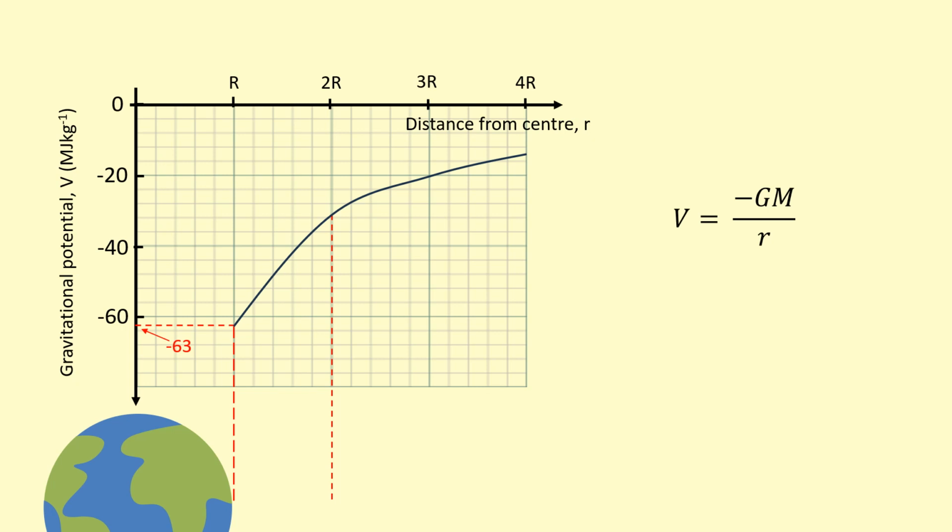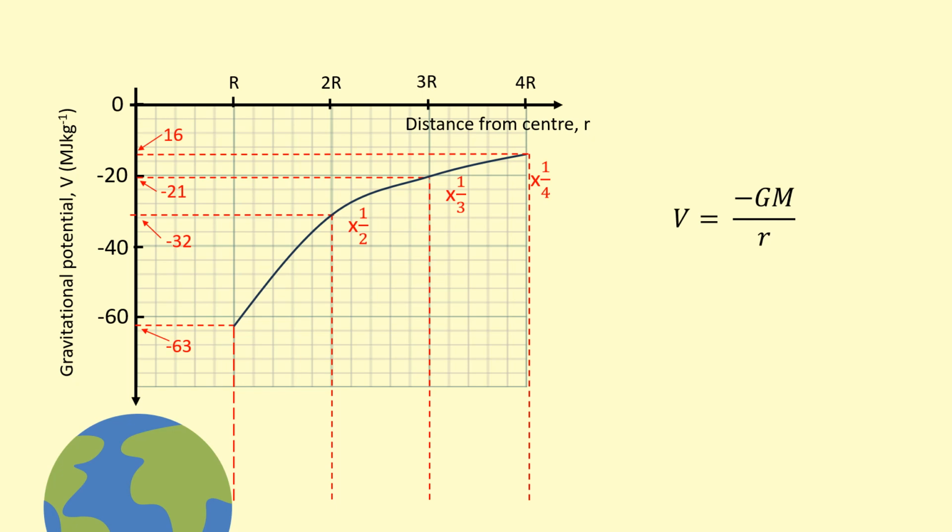So over here, for example, at 2R, we expect, because of the inverse proportionality, the gravitational potential to be half. And we do get roughly minus 32 megajoules per kilogram. And if you multiply the distance from the center by 3, you expect a third, and then you get around minus 21, and so on.